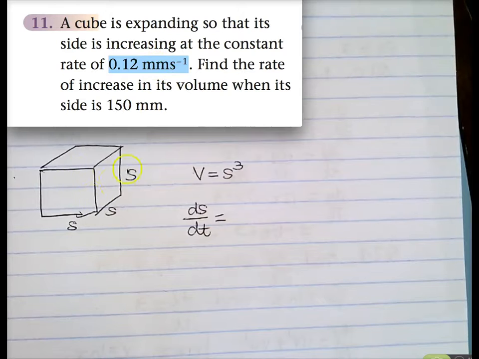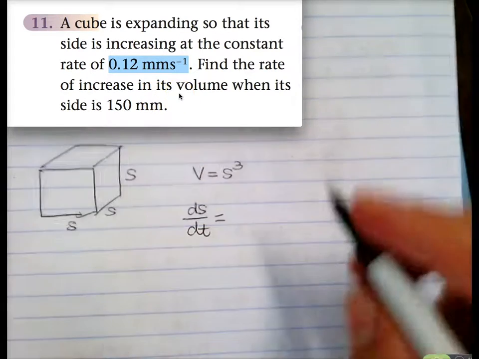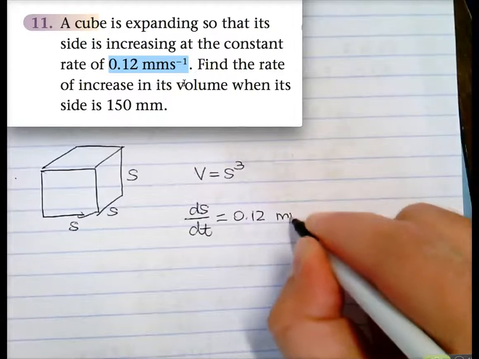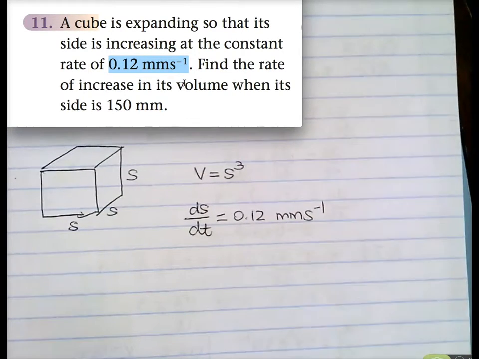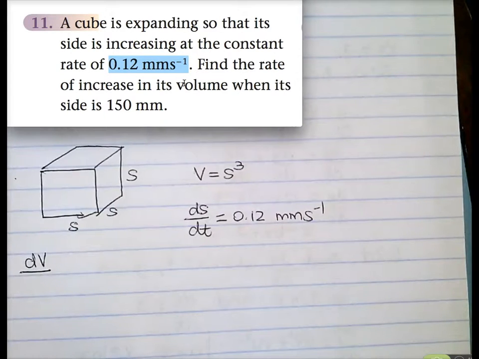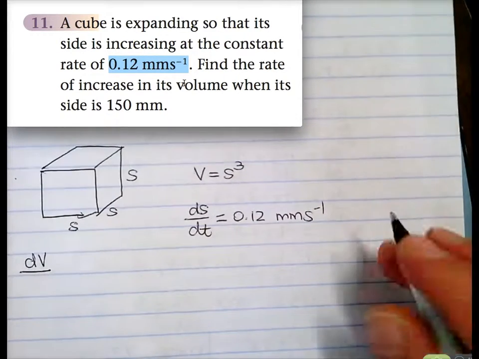Millimeters is the change in side length, because they're saying that its side is increasing at the constant rate of 0.12 millimeters per second. That means that for every second, the side gets bigger by 0.12 millimeters. That's what that rate means. So that 0.12 millimeters per second is ds/dt. Now it says find the rate of increase in its volume. What are they asking for? dV/dt. Rate of increase of volume is dV/dt.